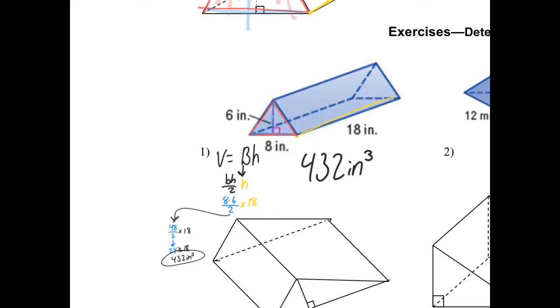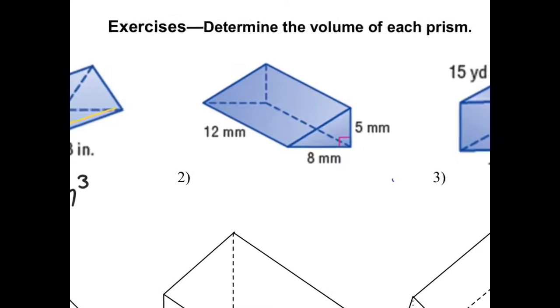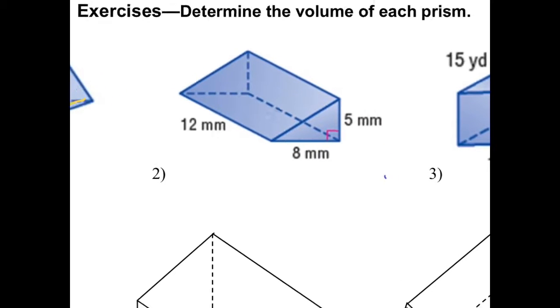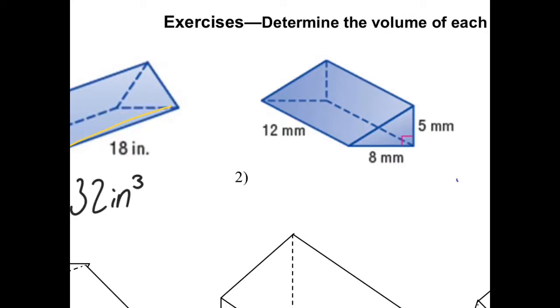Take a look at example 2. Again, we're going to be showing all of our work on these. So example 2, we're going to be using the same formula. I'm going to start up here this time. Volume equals area of the base times the height. Again, our base is going to be the triangle. And we are going to be using the formula BH divided by 2 for just that triangle. And then we are going to multiply it by the height of the figure.